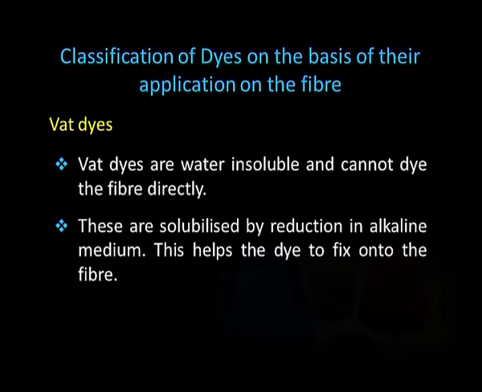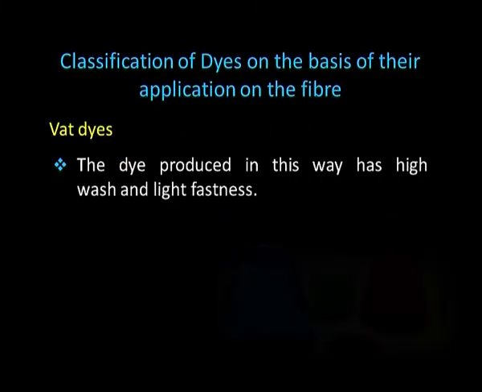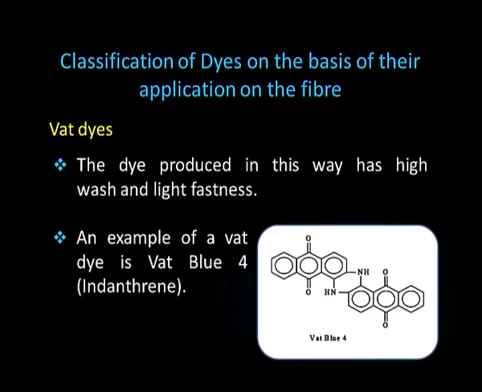This helps the dye to fix onto the fiber. Subsequent oxidation restores the dye to its insoluble form. The dye produced in this way has high wash and light fastness. The example of a vat dye is Vat Blue 4, which is also called indanthrene, which has this structure.